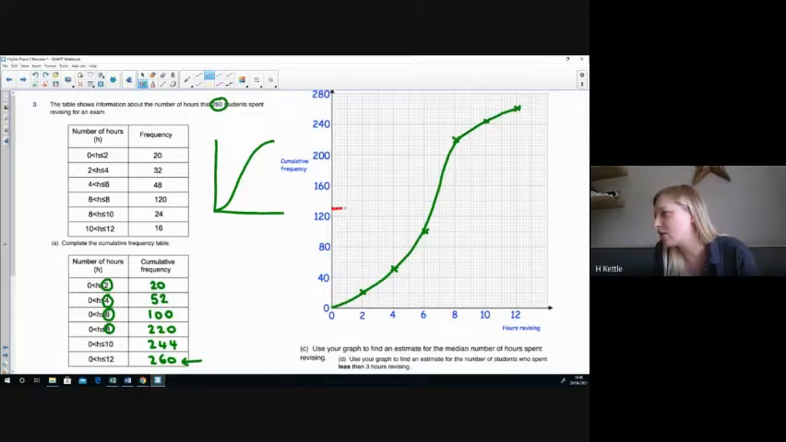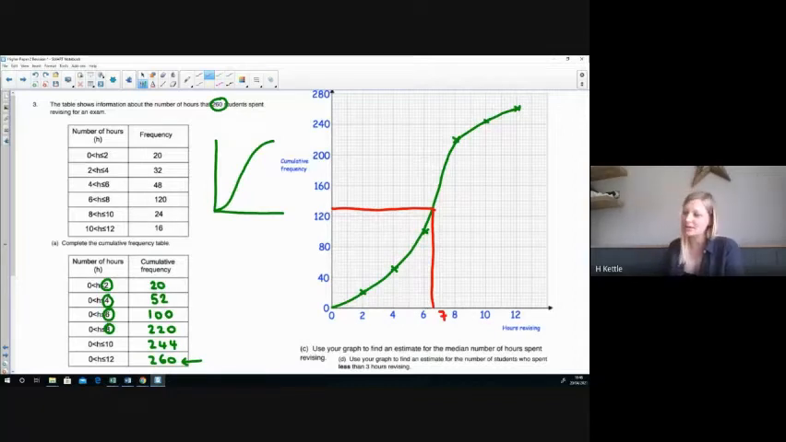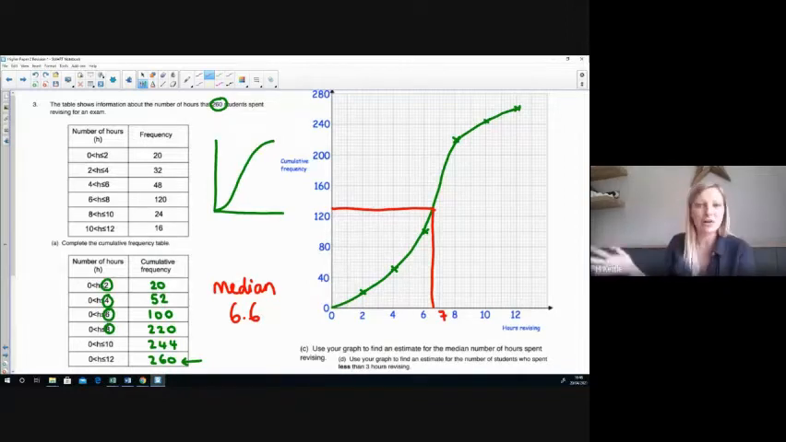We read across here at 130. Again, I would use a ruler if I wasn't doing it on the computer. And then we go down and be as accurate as possible. I see that 7 is here, so that would be 6.6. I think we're going across in 0.2s every time. So the median is 6.6 hours, which makes sense because we can see that the data goes from 0 hours up to 12 hours. So that would be about right.